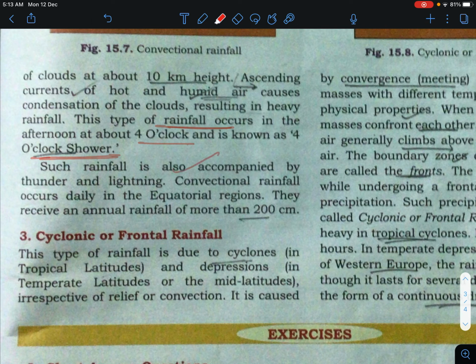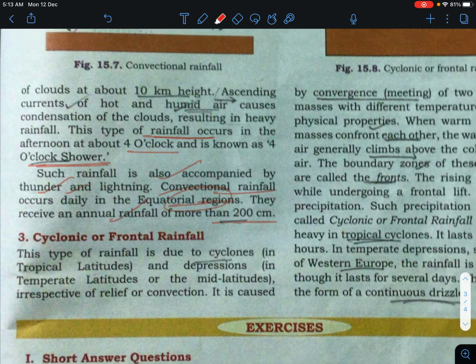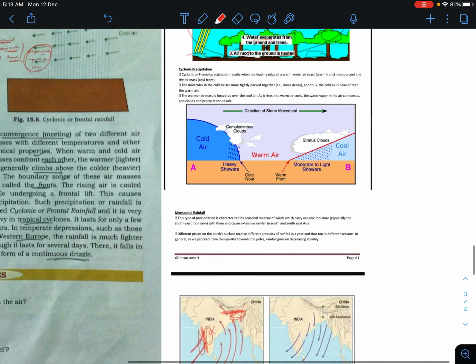Such rainfall is accompanied by thunder and lightning. Convectional rainfall occurs daily in the equatorial region, and they receive an annual rainfall of more than 200 centimeters. So it comes under heavy rainfall.